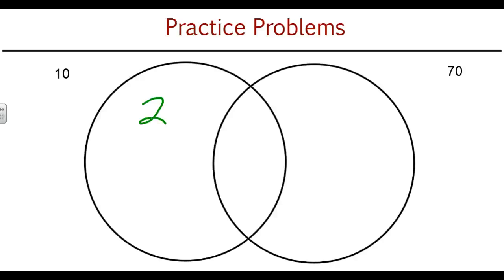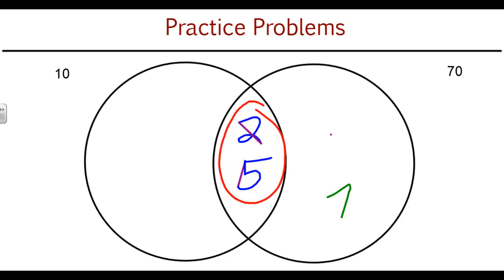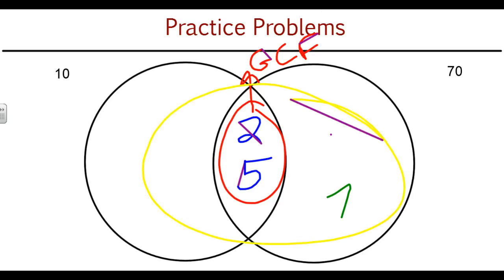So 10 is 2 and 5. 70 is 2, 5, and 7. They share a 2 and a 5, which means that the 10 circle on the far left side is going to be left entirely blank while we do this. And then we have the 2 and the 5 that they share that are going to go into the center. And so the GCF is 10. And the LCM is everything that's left, but there's nothing left in the far left-hand part of the circle, so it's just 70. 70 is our LCM.